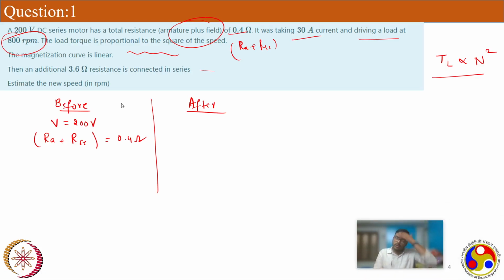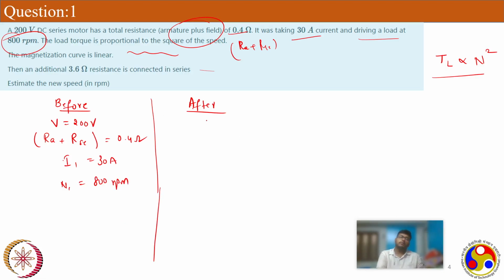Now, the total resistance, the armature and series resistance, is 0.4 ohms, and it was taking 30 amps. It is a series motor, so I'm just writing it as I1. I1 is equal to 30 amps, and it is driving a load at N1 equal to 800 RPM. Okay, this was all my previous data.